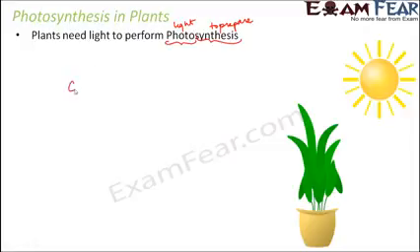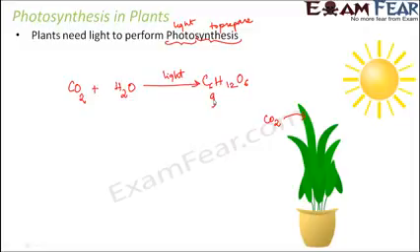In photosynthesis, plants take in carbon dioxide through the stomata, that is the tiny pores on the leaves. They take in carbon dioxide from the atmosphere, and this carbon dioxide combines with water which they receive from the soil, and in presence of sunlight, it forms food in the form of glucose, and it also releases oxygen, and a lot of energy is produced during the process. So this is what happens during photosynthesis.